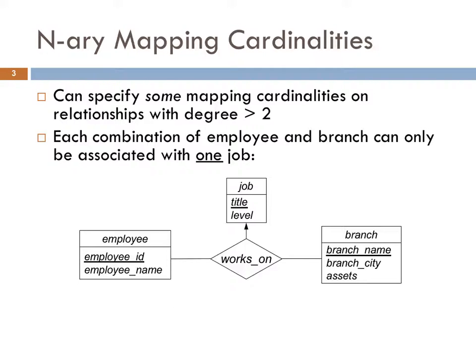You can specify some mapping cardinalities. Basically, we allow one arrow on these links. We do not allow more than one arrow because of brain damage. And I'm not really embarrassed to say it. It's complicated anyway, so why would we do it? And I honestly have never found a situation where this became a real problem. So each combination of employee and branch can only be associated with one job.